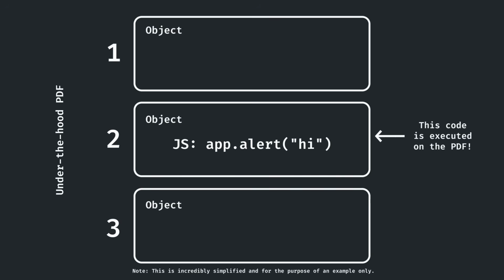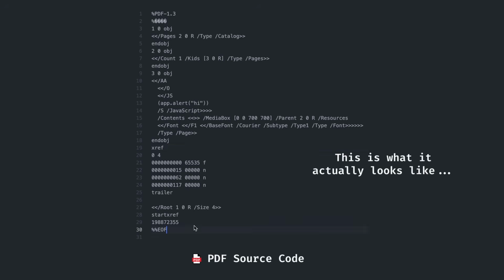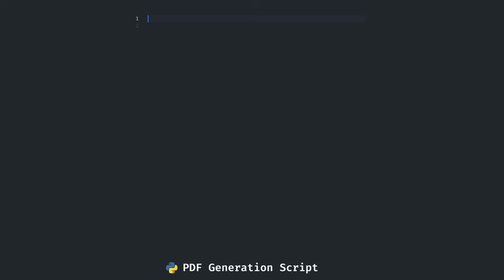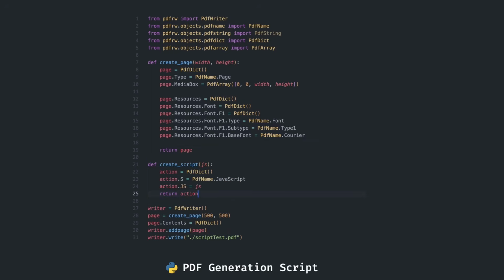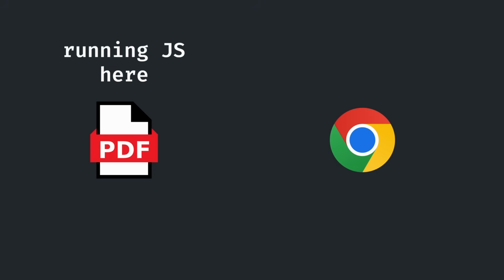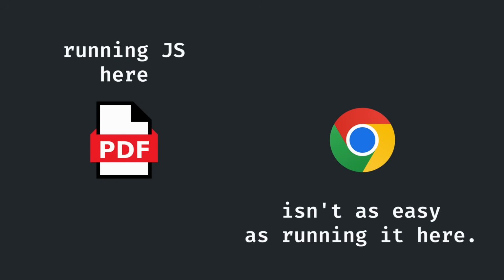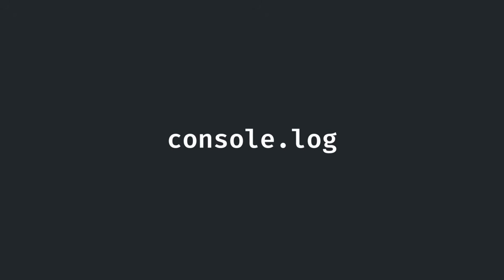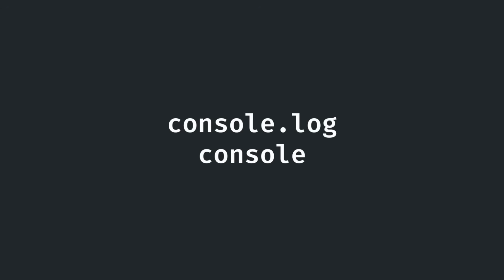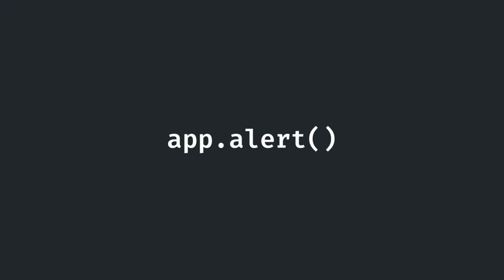But while this sounds simple in theory, making a properly formatted PDF by hand is incredibly tedious due to the various quirks of the file format. So instead, we'll be using a Python library known as PDFRW to handle the creation of PDFs for us, and then we can use a few simple method calls to achieve that special object with the payload JS code. But as it turns out, running JS in a PDF isn't as straightforward as running it in a browser. Many of the standard built-in objects are noticeably missing. For example, console.log, or for that matter, the entire console object, doesn't exist. Instead, the easiest way to log a message is through the app.alert function.